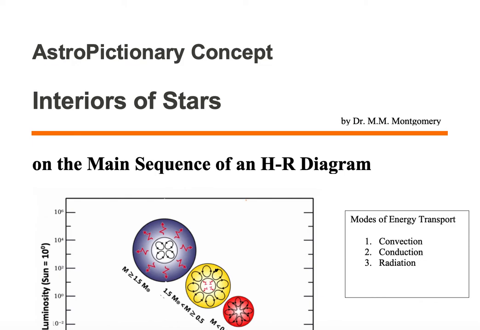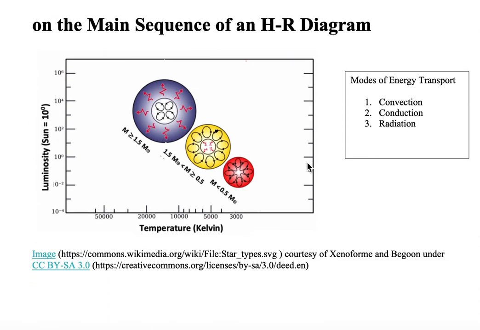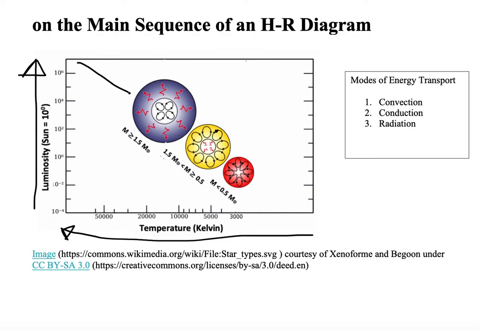In this AstroPictionary Concept video, we want to go over the interiors of stars, namely the interiors of stars on the main sequence of an HR diagram. So here we are looking at an HR diagram. We have temperature increasing to the left, and we have luminosity increasing vertically. Along the diagonal from upper left to lower right, we have the main sequence.